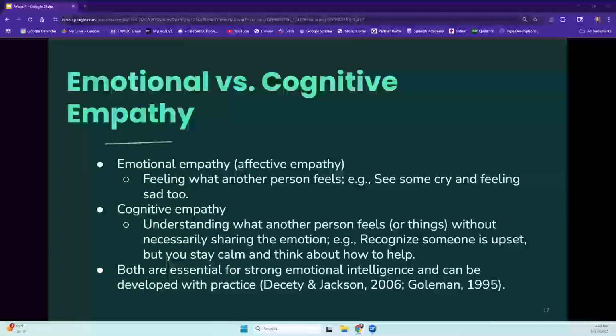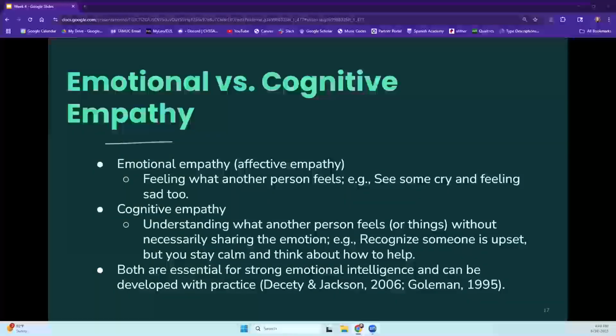You see someone happy, and so then you feel happy too. This is emotional empathy. Cognitive empathy is distinct. And I want to reiterate, I guess I'm jumping to my bottom point, that both of these are essential for strong emotional intelligence, and both can be developed with practice.